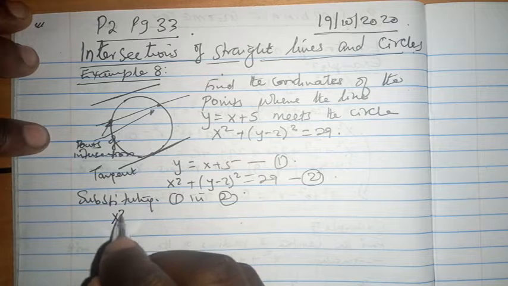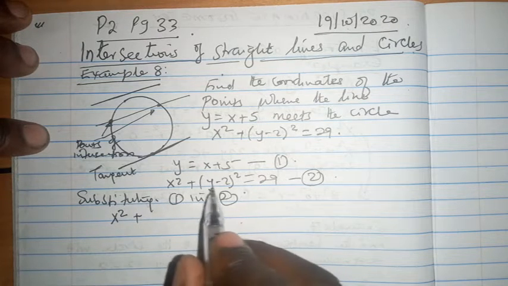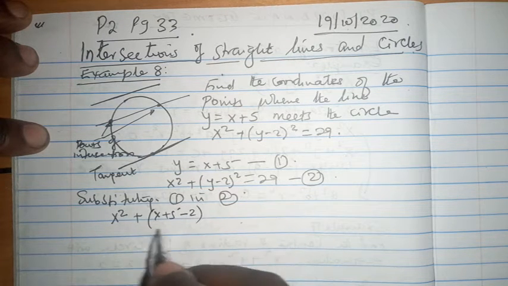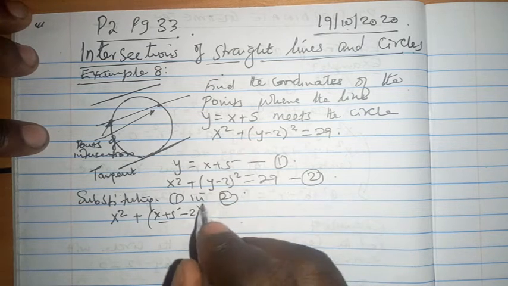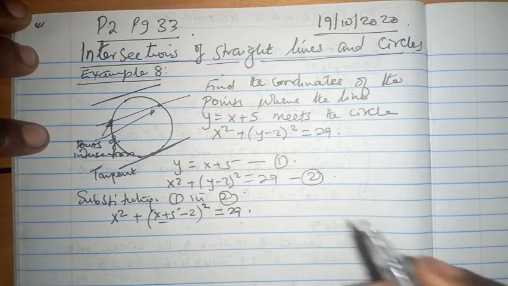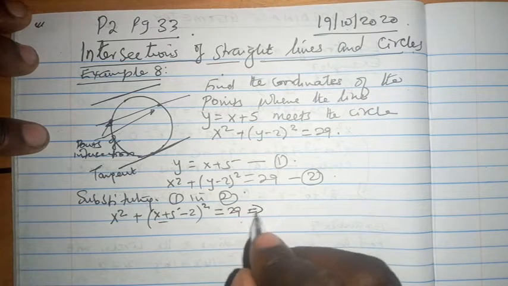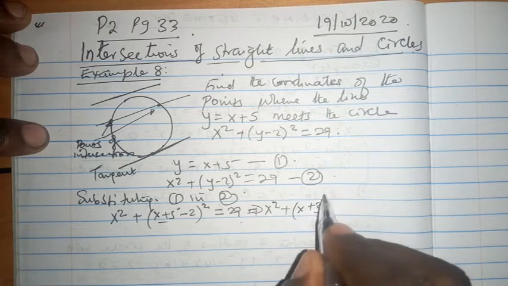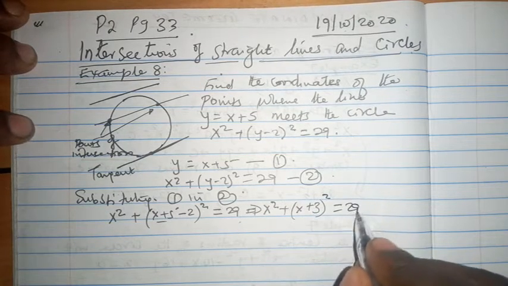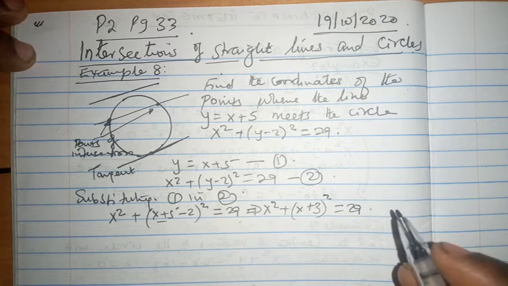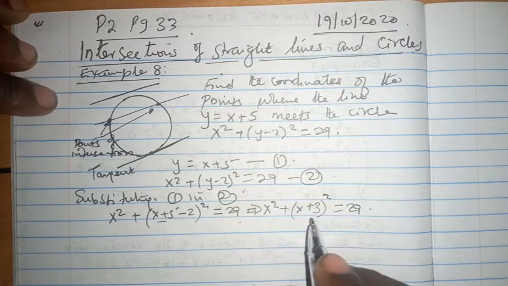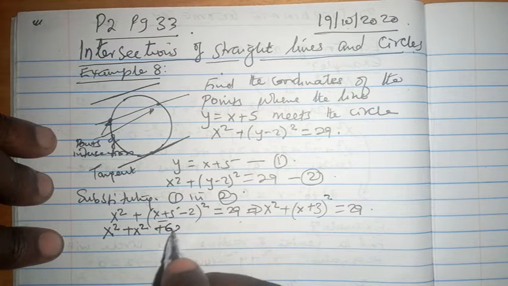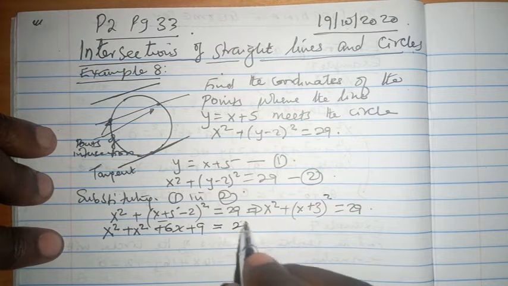So we're going to have x squared plus (x plus 5 minus 2) squared is equal to 29, where this part stands in for y. Of course, it goes without saying that we're going to have x squared plus (x plus 3) squared is equal to 29. The only business we have here is simply to expand this, and we have x squared plus x squared plus 6x plus 9 is equal to 29.